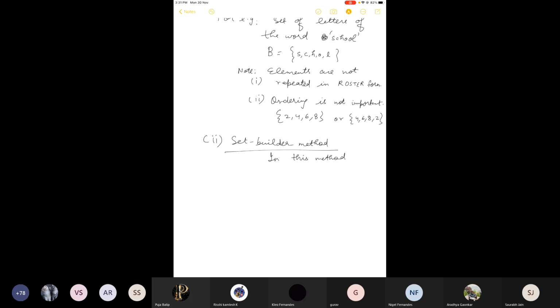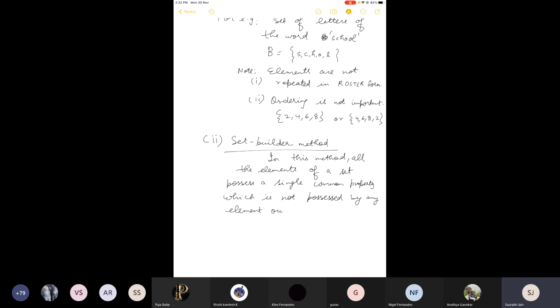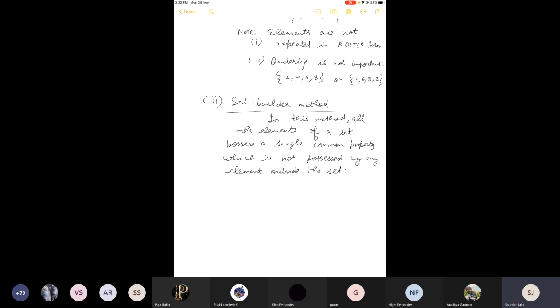In this method, all the elements of a set possess a single common property, which is not possessed by any element outside the set. I will show you how to write it.